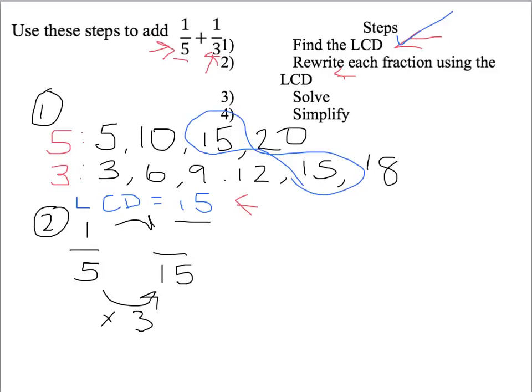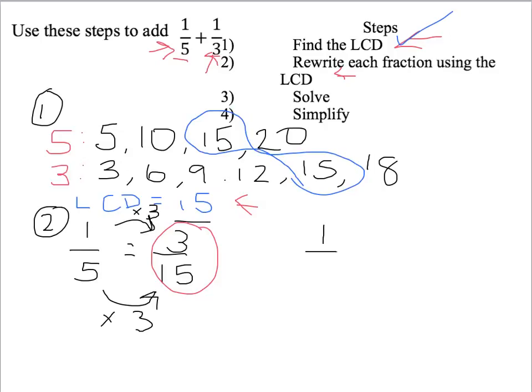So we need to do the same thing to the numerator. Because we multiplied the denominator by 3, we need to multiply the numerator by 3. These are just equivalent fractions. And 1 times 3 is 3. So 1/5 is the same thing as 3/15. Now try doing 1/3 on your own. Press pause and try it on your own, and then you can play along with me to see if you got it correct. So you should have paused the video and tried it on your own.